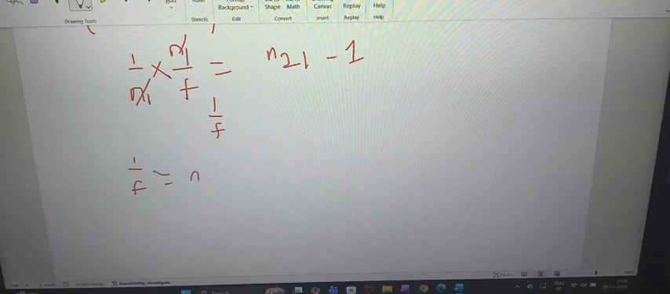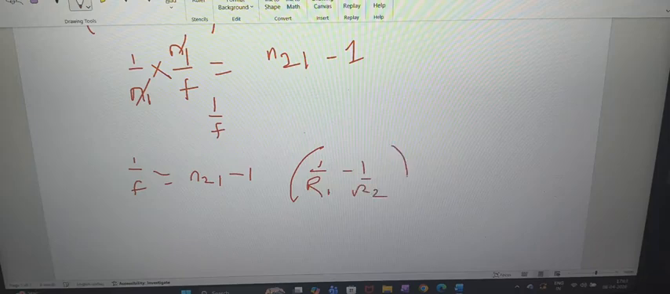to n2 1 minus 1 into 1 by R1 minus 1 by R2. This is the lens maker's formula for a convex lens.